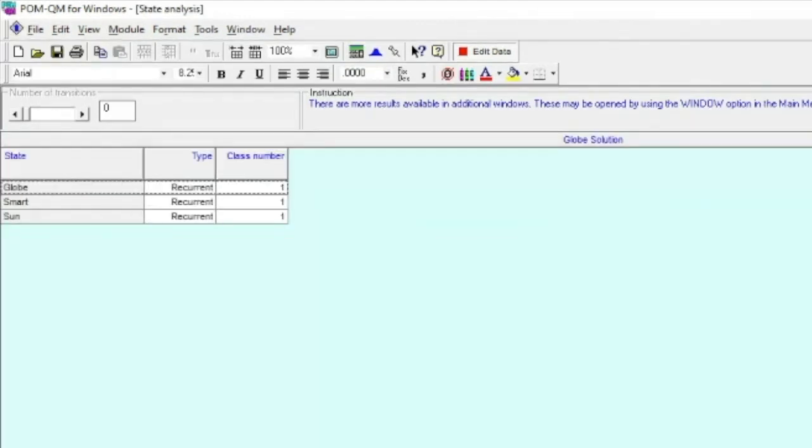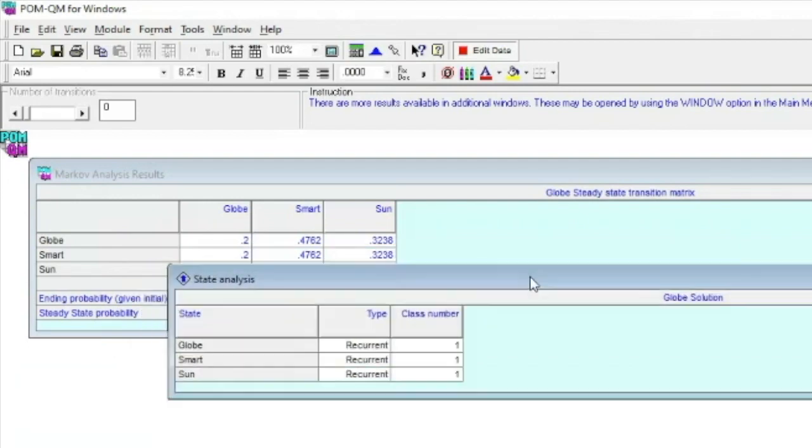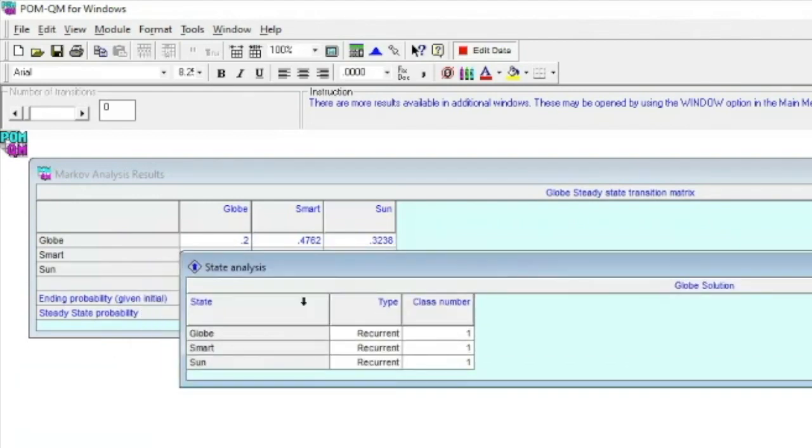Actually, there, just enlarge it. This is the state analysis. As you can see here, we have the 3 states, which are the globe, smart, and sun. And written here, for the type is recurrent, and for the class number, that is 1. What is the meaning of this? Actually, when we say recurrent state, it has the property that a Markov chain starting at this state returns to this state infinitely often with probability of 1. That's why it is called a recurrent state.